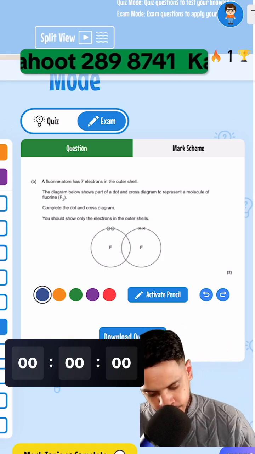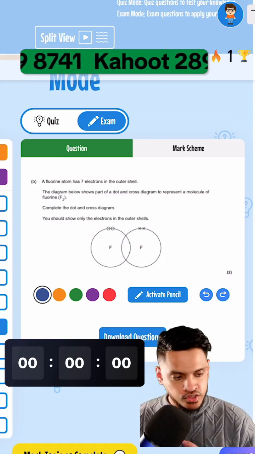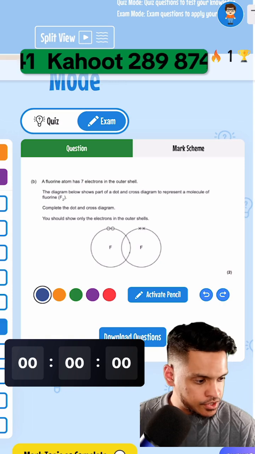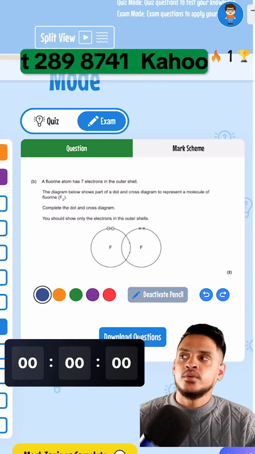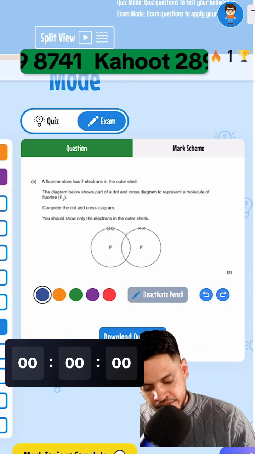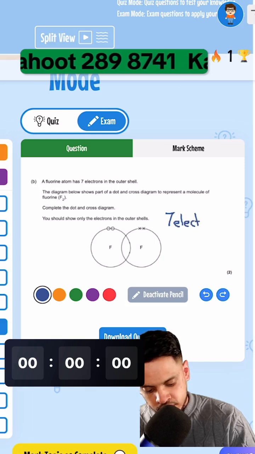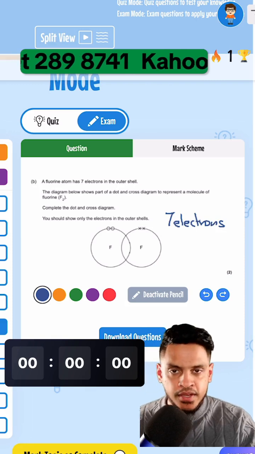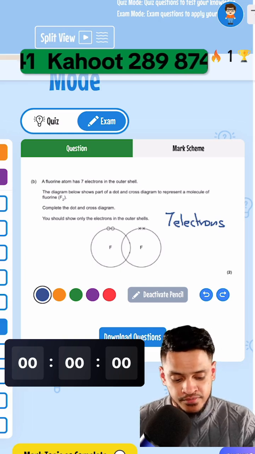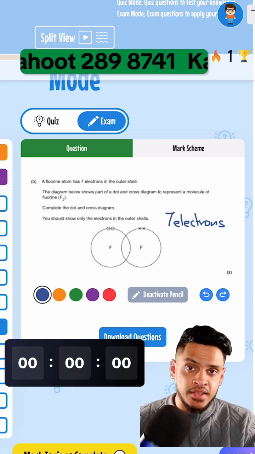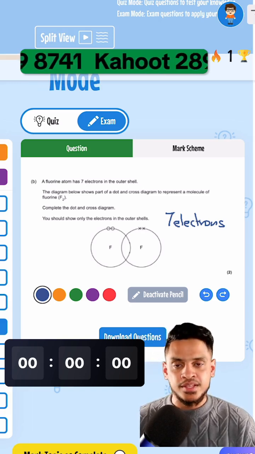So F2, we want to draw the dot and cross diagram for F2. So fluorine, you've got to look in the periodic table. What you'll see is it's in group 7. So if it's in group 7, it's got 7 electrons in its outer shell. When you draw covalent structures, you only show the outer shell, so you should have 7 electrons. So that means you're going to have 7 dots and 7 crosses. Well, here they've got circles, so 7 circles and 7 crosses.